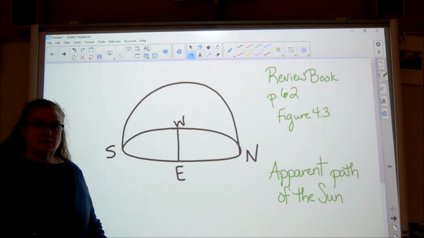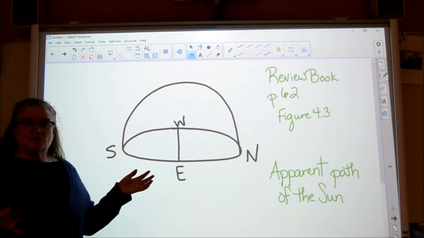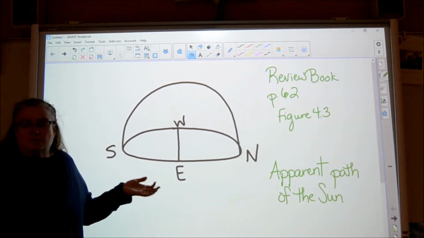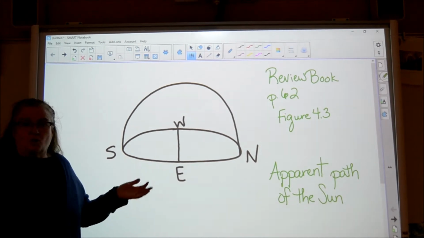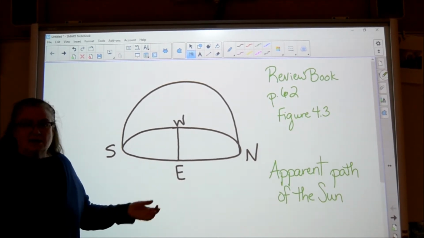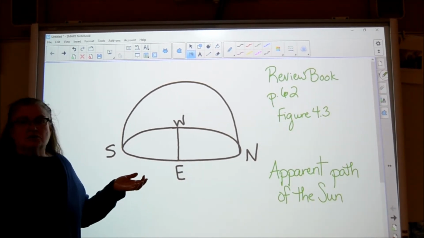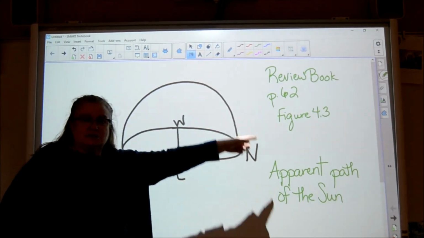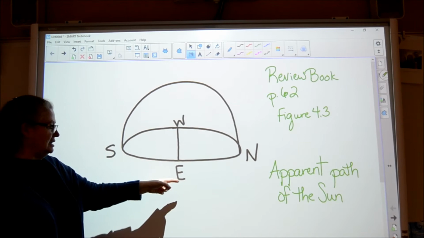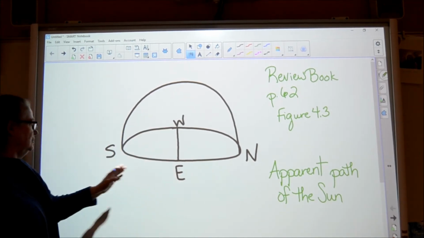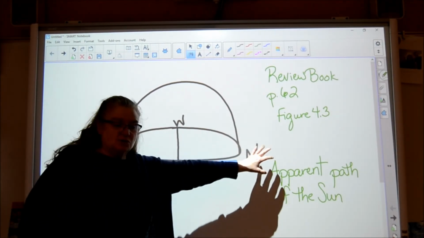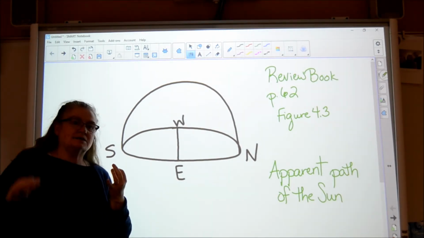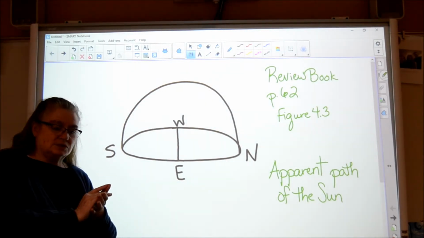Okay, I want to explain, for those that are going over the review book and you're on page 62, you're looking at figure 4.3 and going, what the heck does this mean? It's going to relate to your seasons. So, with this one, here's my celestial sphere, west, east, so that's my equator. Here's south, here's north. We have to plot our two equinoxes and our two solstices.